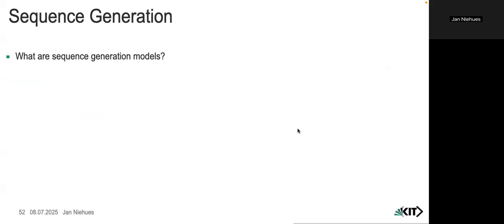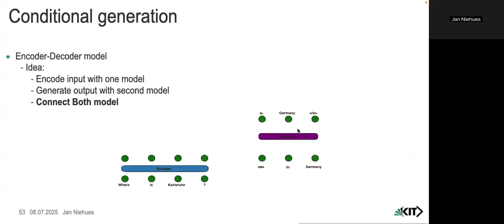Any idea? You had mainly two different architectures. I know it's a bit of a while ago. Let's start with, do you remember we had encoder decoder models? There the idea was we take our input, we encode it, it can be text, it can also be an image, and then the generation of the sequence is done by a decoder, which generates the answer, for example Karlsruhe in German. So you have this autoregressive type of decoder, and you have to connect them. That's an encoder decoder model.